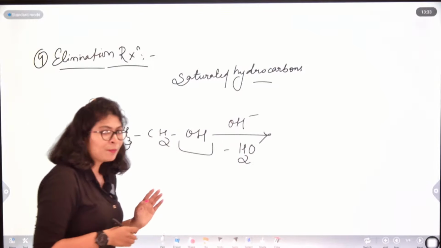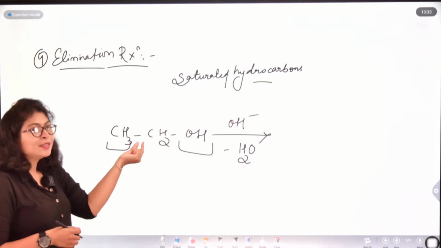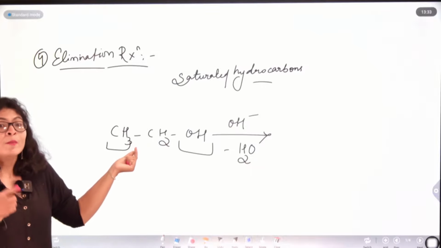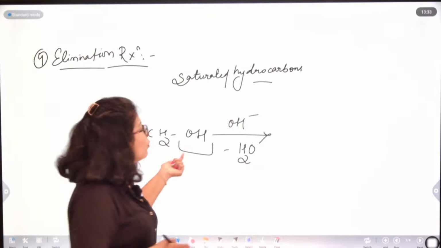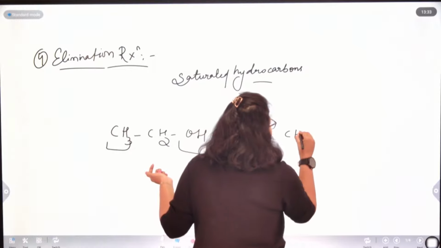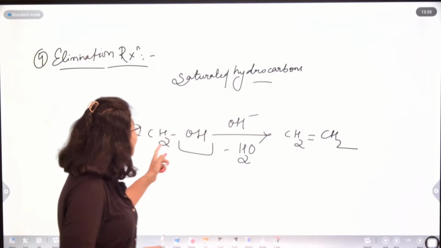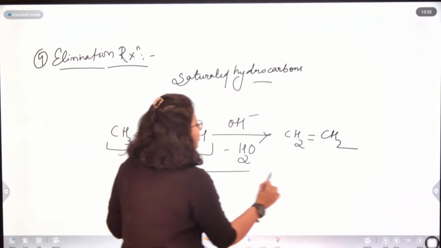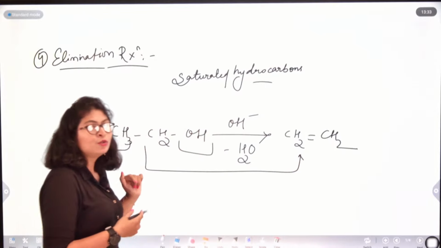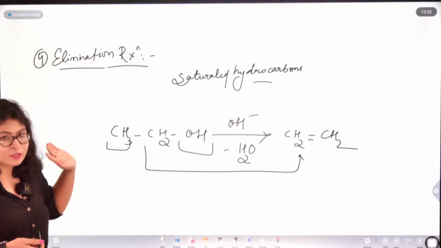As a result, what will happen? A bond will be formed between these two carbon atoms in order to maintain its tetravalency. So what you will get here? CH2=CH2. So if you have to convert a saturated hydrocarbon to an unsaturated hydrocarbon, you can basically use the process of elimination reaction.